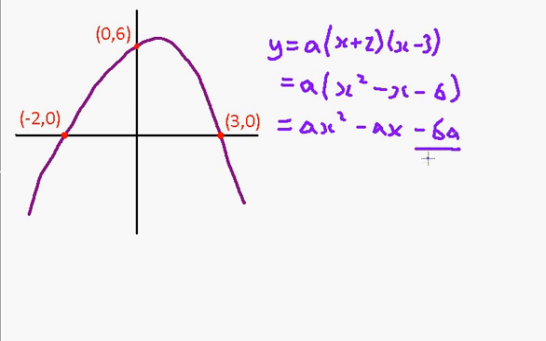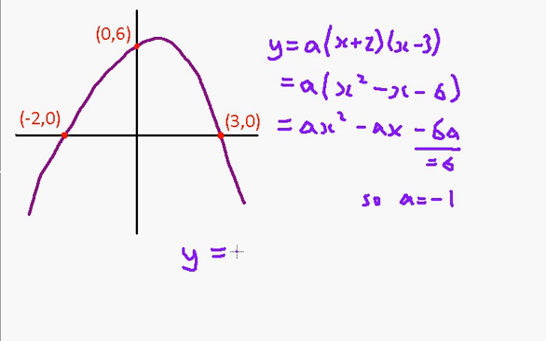Okay, I want that minus 6a to actually be equal to 6. So a must be equal to minus 1. I wanted it to be negative because the parabola is a sad face in this instance. It's been flipped upside down from what we would usually expect. That's what the negative does.